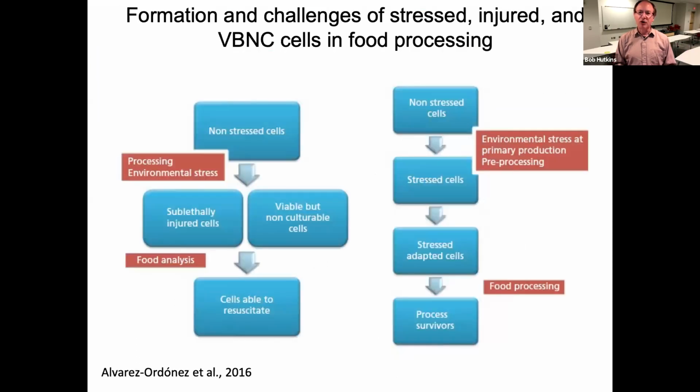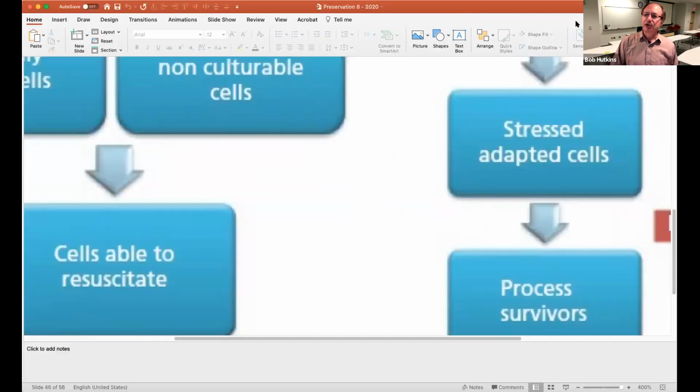So we'll stop there. A little bit more on this VBNC on Wednesday, and then we'll talk about the last part of our 5-step strategy: keep out, remove, inhibit, kill, and the last one was combination, which we call the hurdle concept. So we'll stop there and see you all on Wednesday.